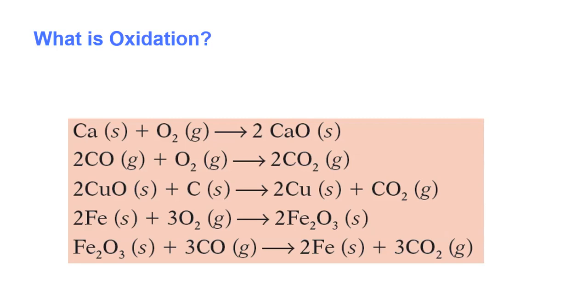Fourth example, iron reacts with oxygen to produce iron oxide. Here, iron gained oxygen. Last example, iron oxide reacts with carbon monoxide to produce iron and carbon dioxide. Here, carbon monoxide gained oxygen.